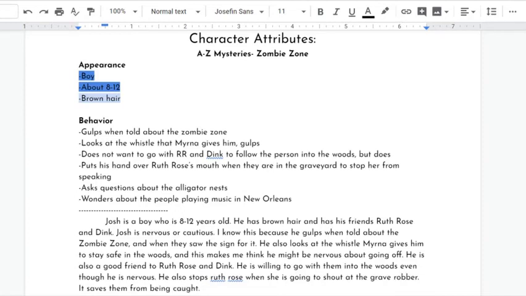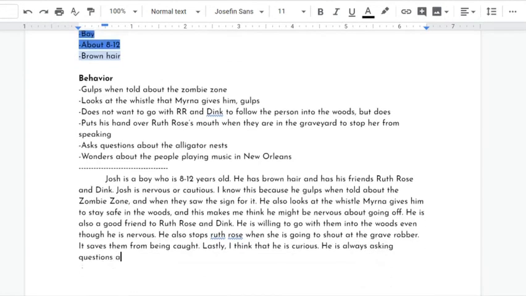And then the last part here, I think this last piece, he asks questions and things like that. When you ask a lot of questions, it makes me think that you're curious. So down here, I might say, last or lastly, I think that he's curious. He is always asking questions about things, musicians, and the alligator nest.